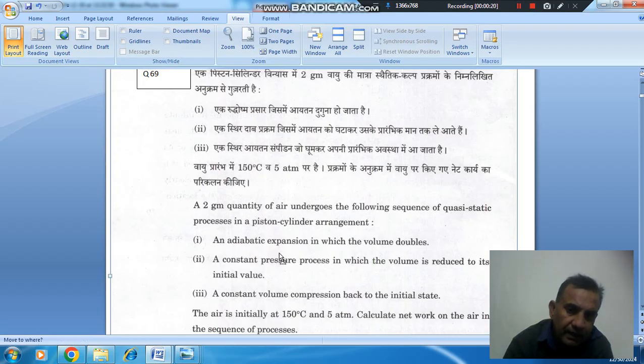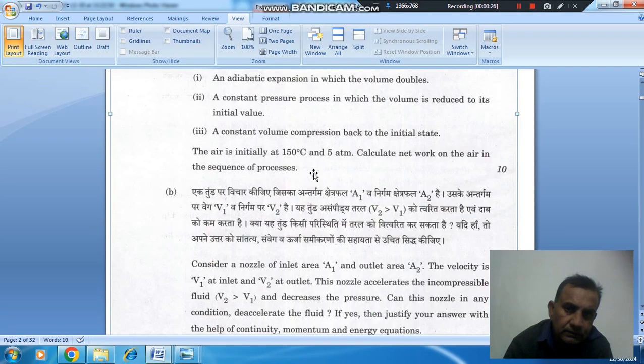1. An adiabatic expansion in which the volume doubles. 2. A constant pressure process in which the volume is reduced to its initial value. 3. A constant volume compression back to the initial state. The air is initially at 150 degrees Celsius and 5 atmosphere. Calculate net work on the air in the sequence of processes.